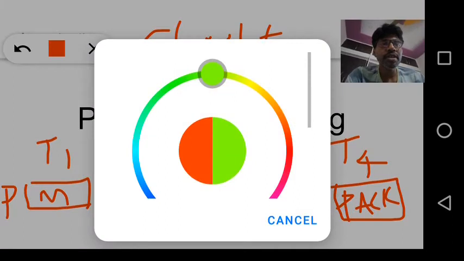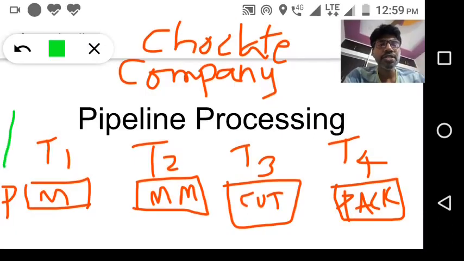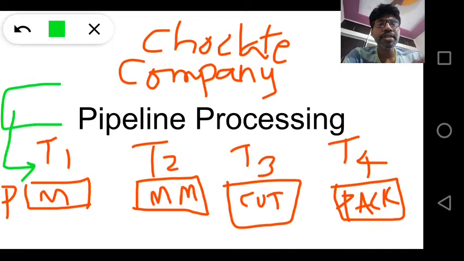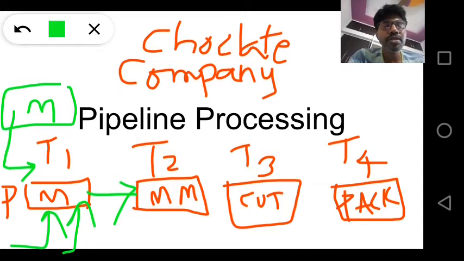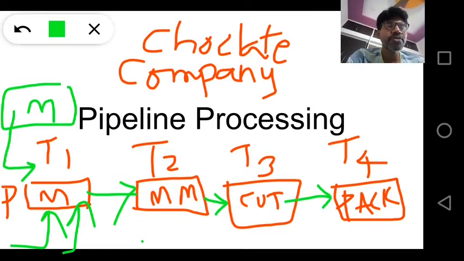So here the first stage, I supply some materials, so it provides all the materials and gives it to mixing of material. After mixing of material, it will give to the processing unit, which cuts the chocolates into some pieces, and then packing of chocolates. So these are the 4 stages of the process.